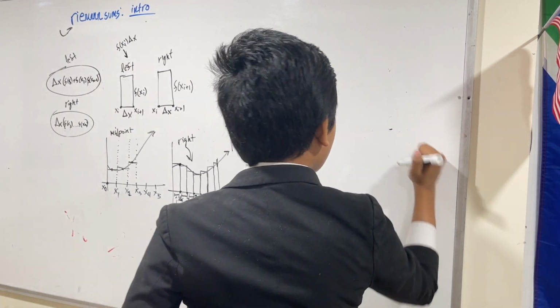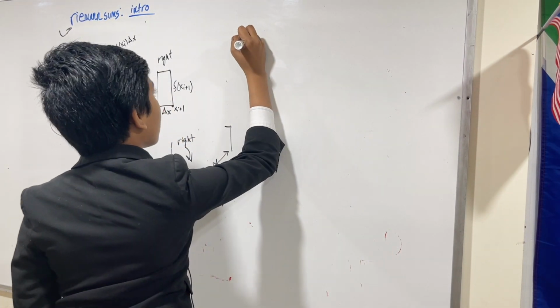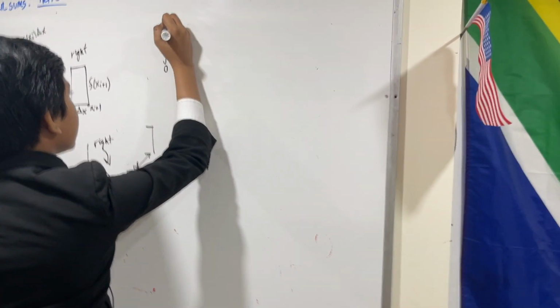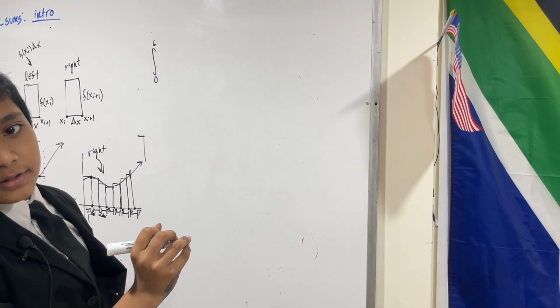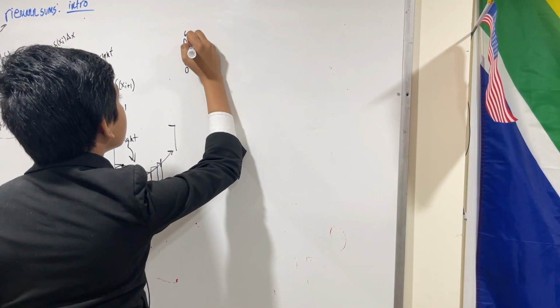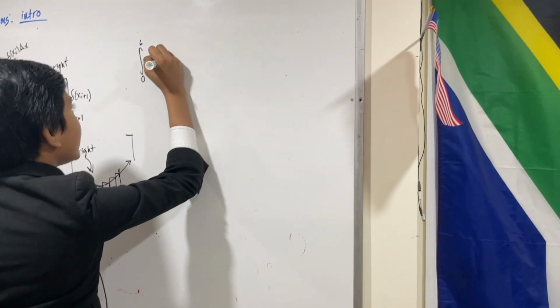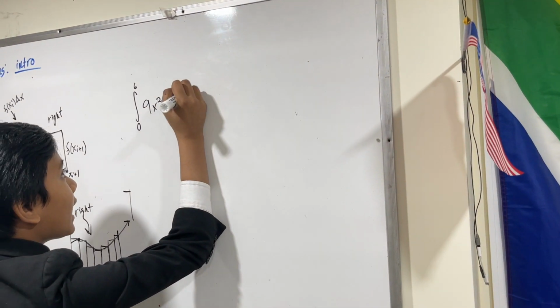Alright, so now, the integral, let's say we're trying to calculate the integral from 0 to 6. Trust me, the 0 will make your life easier. Of f of x, 9x squared plus 3x cubed.